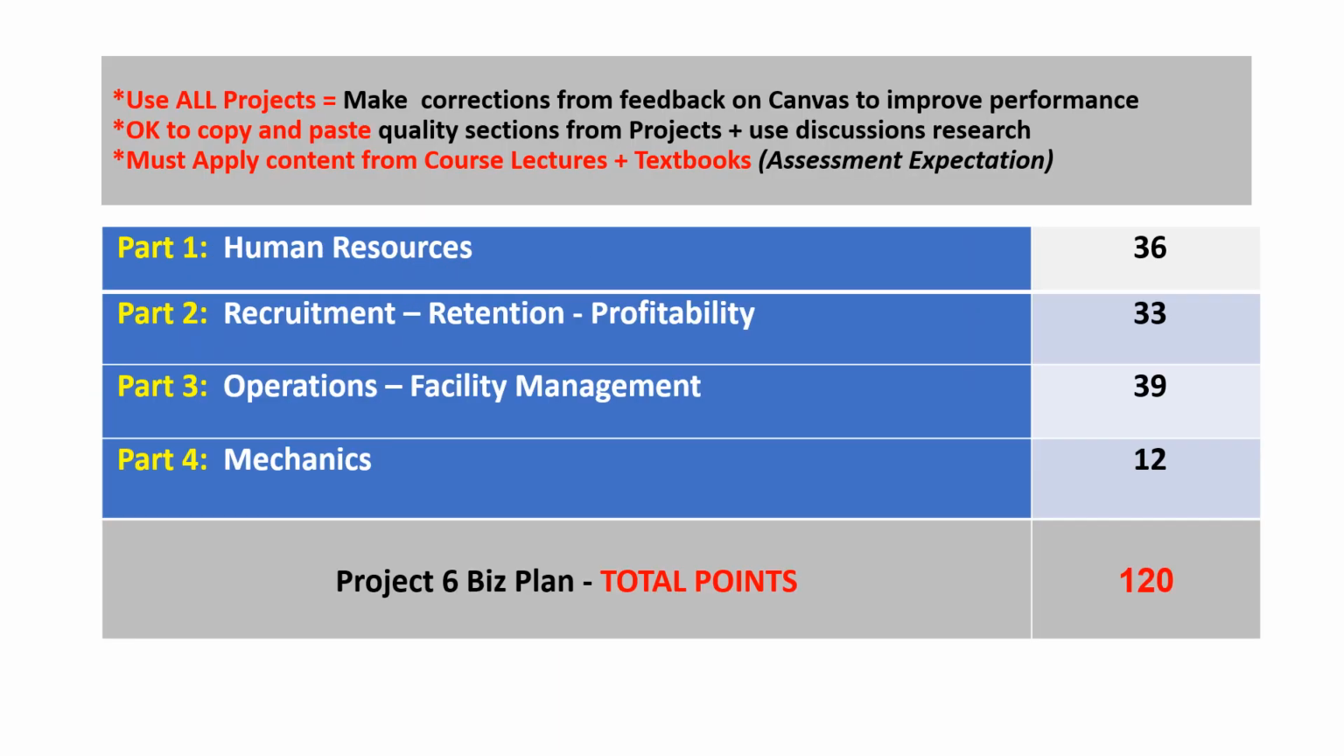So again, you can see it's all wrapped up. Make those corrections. Okay to copy and paste. Must apply the content from the course. So we've got part 1, human resources. Part 2 is recruitment, retention, profitability. 3, operations, facility management. And then 4, 12 points for mechanics for 120.